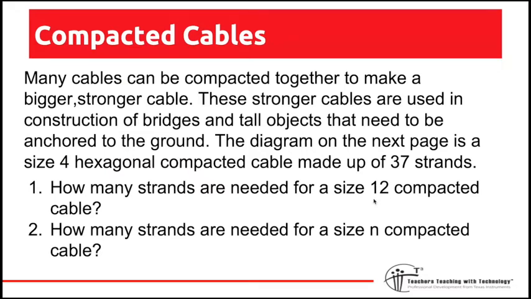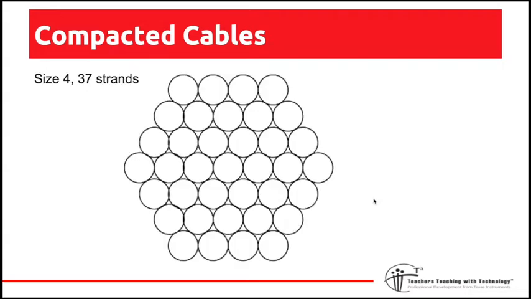In other words, if you know the size of the compacted cable, how can you predict the number of strands of wire you're going to need to buy? Okay, so this is the picture that goes with it. Again, this is a size 4, and you can see where that comes from. Along the edges, there are 4 cables, and it's a hexagonal shape. It takes 37 strands of wire. So I know it's awkward to have silence, but we'll have about 10 seconds or maybe 20 seconds while I let you look at this and think about how you might approach this problem.